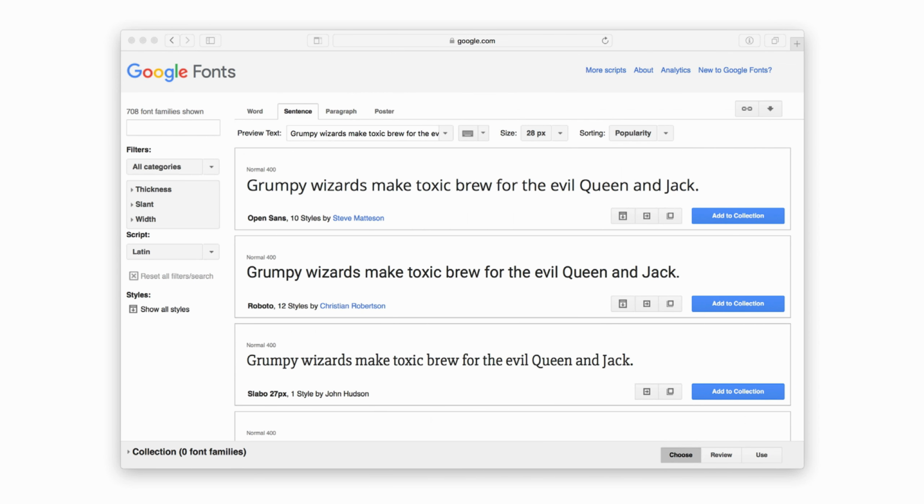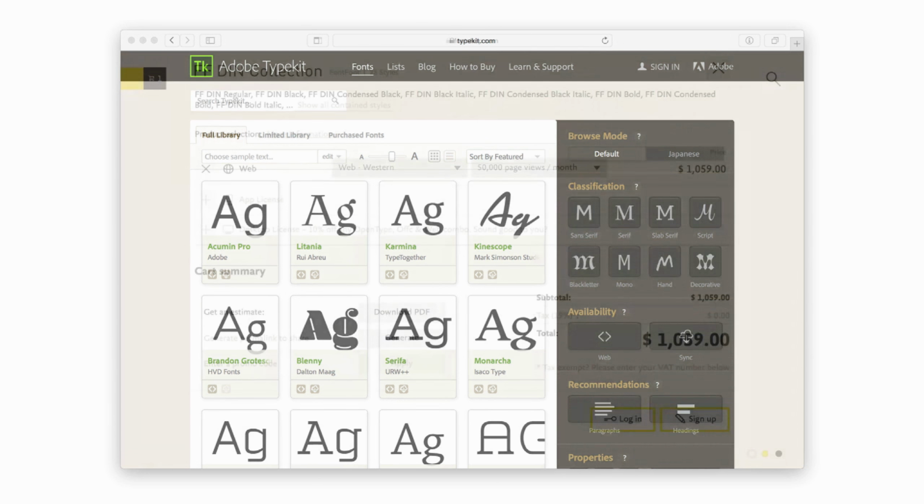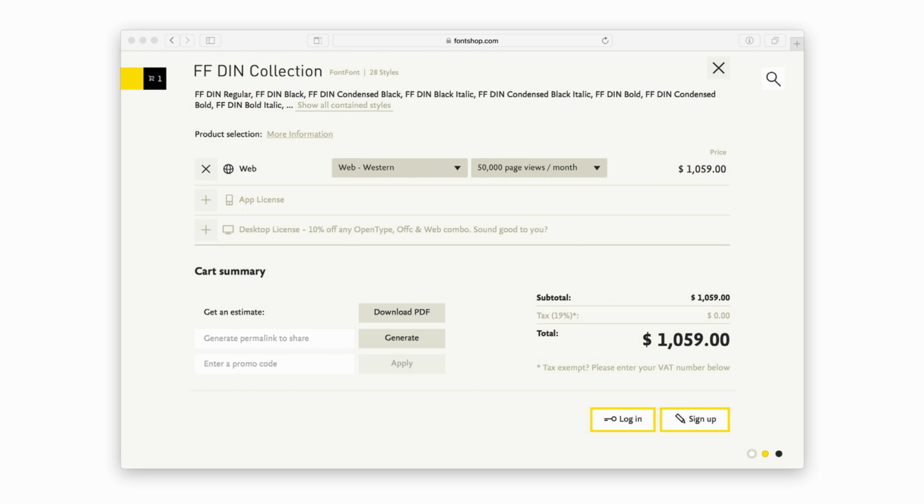A workaround for designers is to use typefaces hosted externally, either by a free service like Google Fonts, or from a subscription service like Typekit. A final option is to buy a full-blown web license for a typeface, but this can often be really expensive.